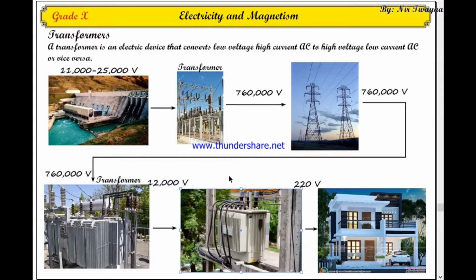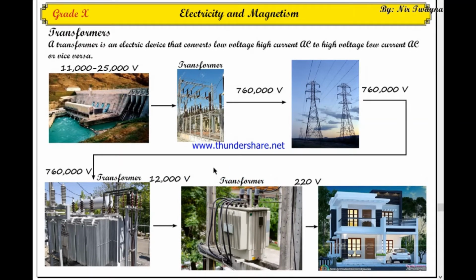Okay, so this device also converts high voltage, low current into low voltage, high current. By definition, this is also a transformer. I hope you understand what a transformer is. A transformer is an electric device which converts the voltage of current, either from low voltage to high voltage or from high voltage to low voltage. In the first example, the current is being transformed from low voltage to high voltage.